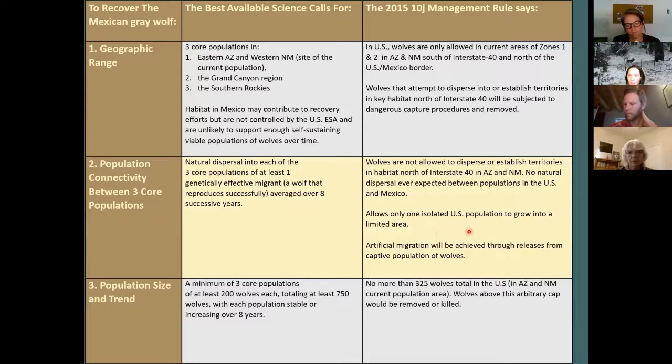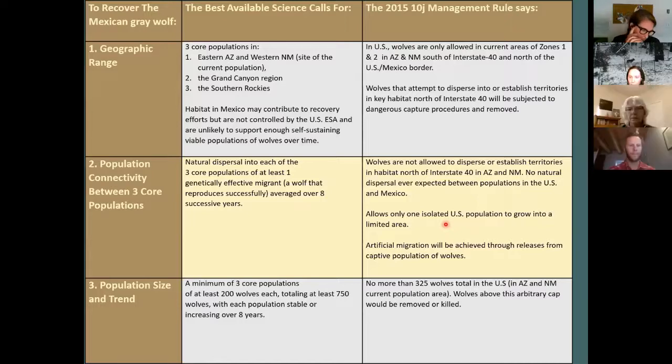But the current rule says that they're not really allowed to disperse or establish territories in suitable habitat north of I-40, and there's no natural dispersal ever expected between populations in the US and Mexico. There's only this one isolated US population that is allowed to grow into zones 1, 2, and 3, and artificial migration will be achieved only through releases from the captive population of wolves into the wild.